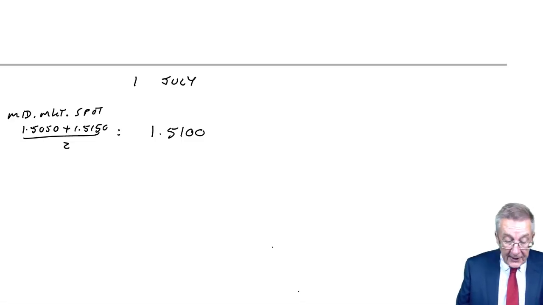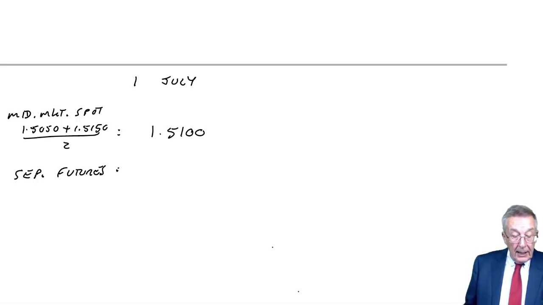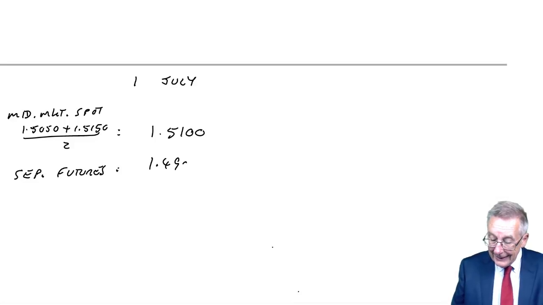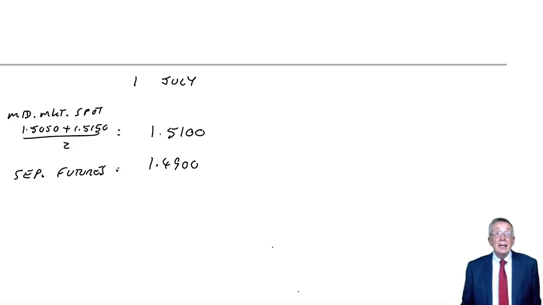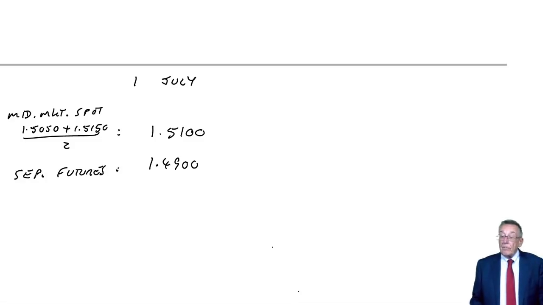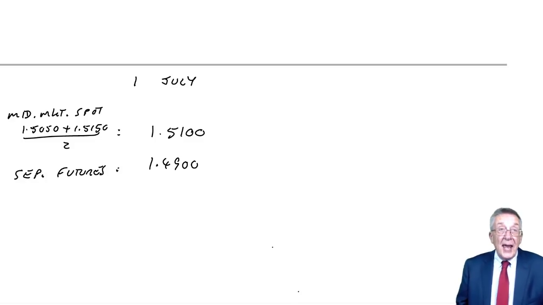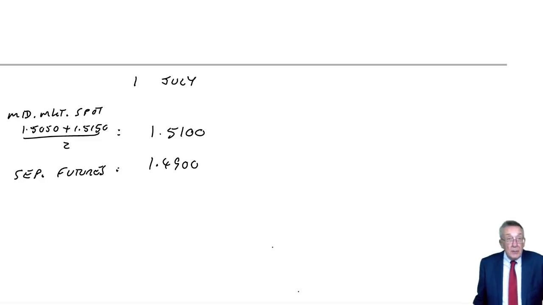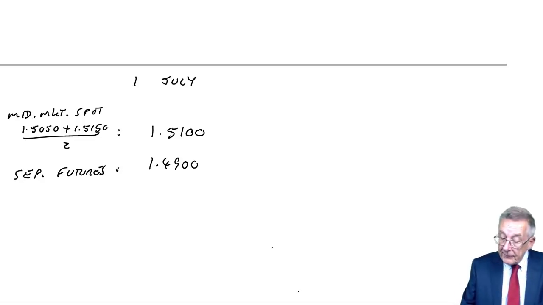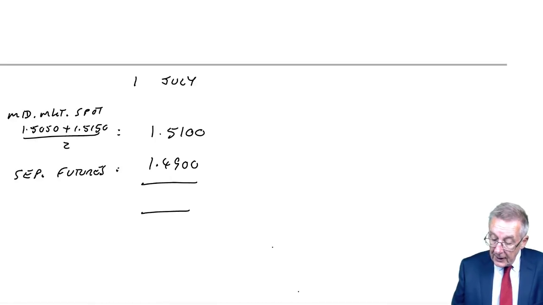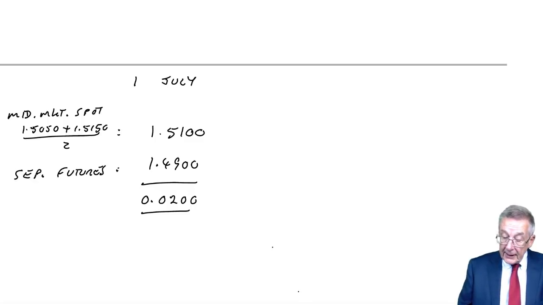We know what the futures price is today, the September futures, at 1.49. Now, I've said many times, they're not the same thing. They will be different. It's just they move together. But as of today, the difference is 0.0200. That difference, incidentally, we call the basis.